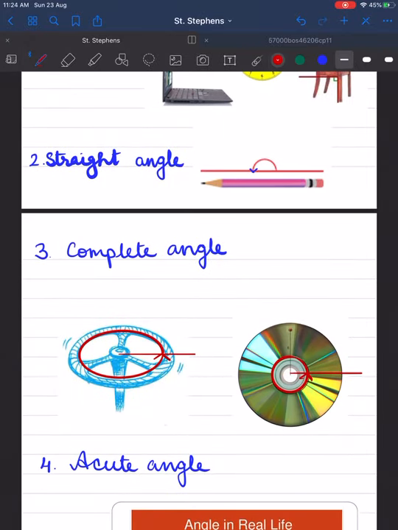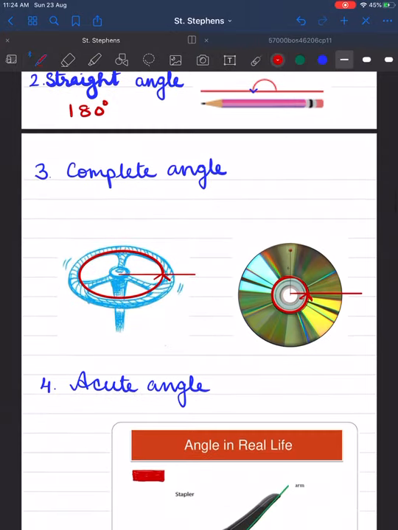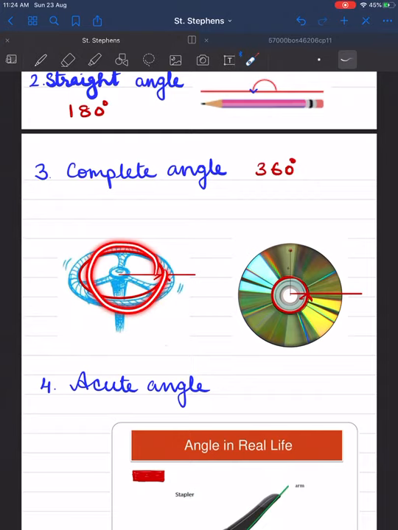Now, an angle which takes a half turn and measures 180 degree is a straight angle. So here we observe in the picture a straight angle. Now an angle which takes a full turn and measures 360 degree is a complete angle. So here in the pictures we observe a complete angle.